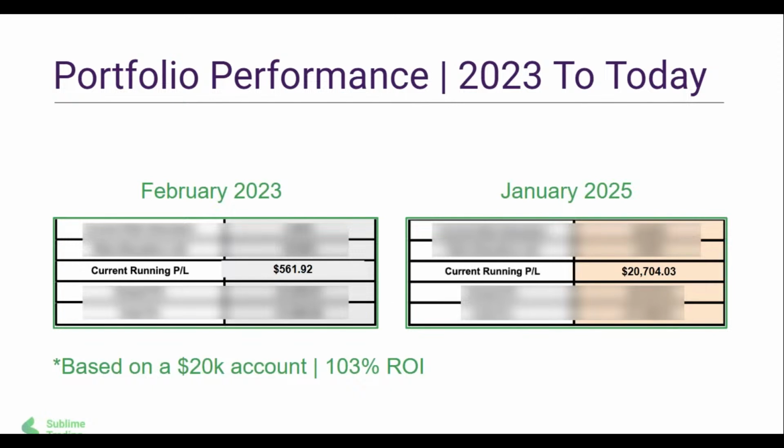Just to give you an idea of how the portfolio has performed since I started buying into the stock market, 2022 was a down year, and then at the end of 2022 the market started moving back up. Beginning of 2023, that's when I started buying into the stock market. We have a portfolio in our community, in the Sublime Trading community, that's based on a $20,000 amount. That portfolio has now grown to over $40,000, so it's running at over 100% return.